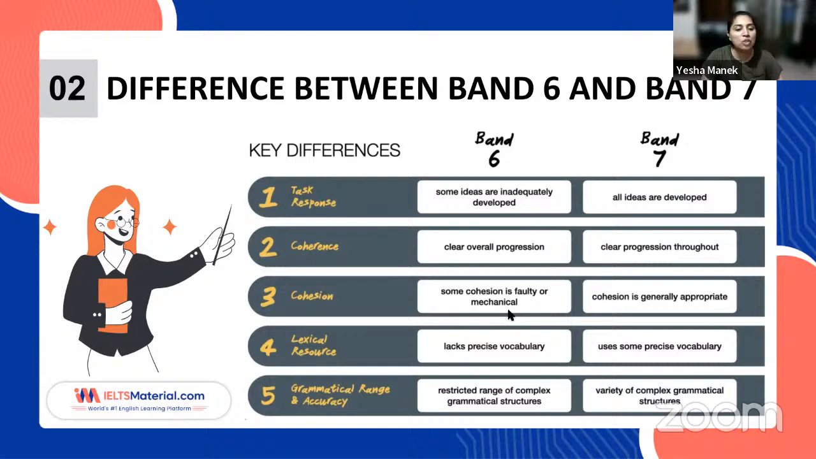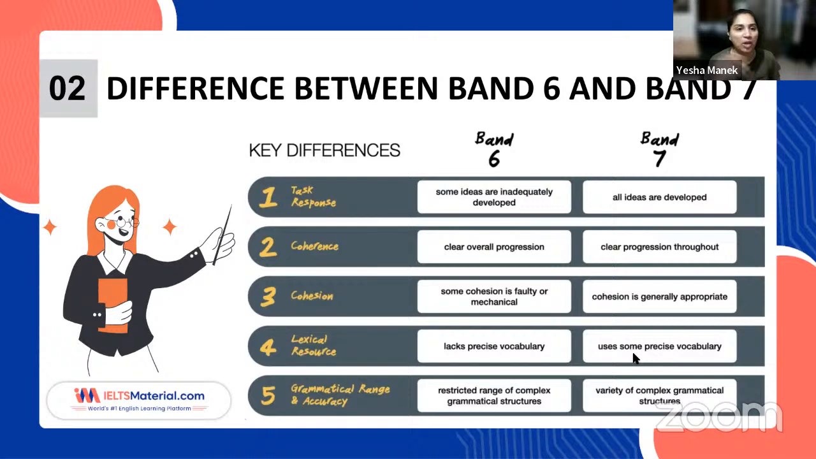Next we come to lexical resource. In Band 6, it lacks precise vocabulary. That means it doesn't give topic-specific or appropriate vocabulary. And if I take Band 7, it uses really good vocabulary, which shows that you have written about a particular topic.